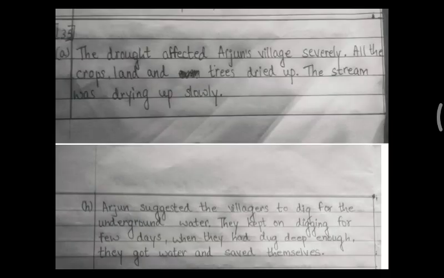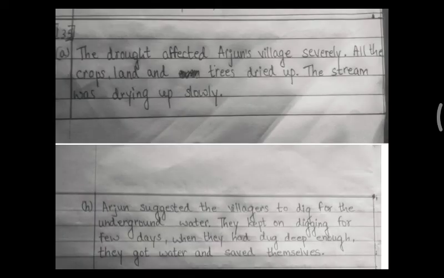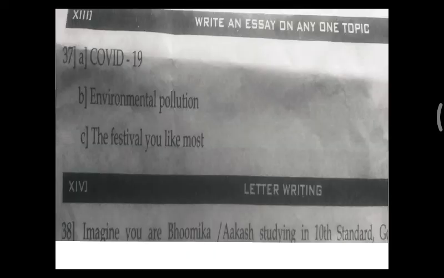In a similar way, for the second question: Arjun suggested the villagers dig for underground water. They kept on digging for a few days. When they had dug deep enough, they got water and saved themselves. Whatever is in so many lines, from the villagers agreed and started digging to saving the whole village, I have written in one or two sentences for 2 marks. So this is how you need to write your answers. Moving to the next question. The next question is essay writing.